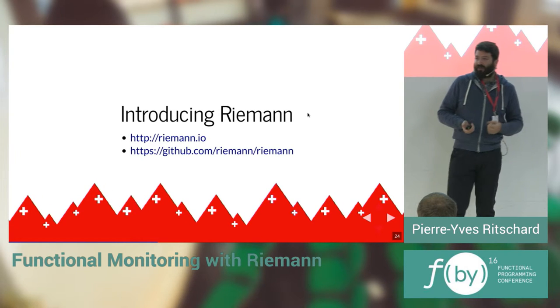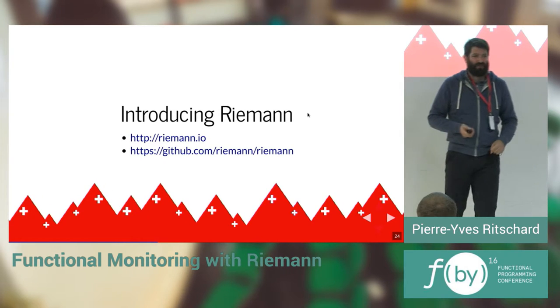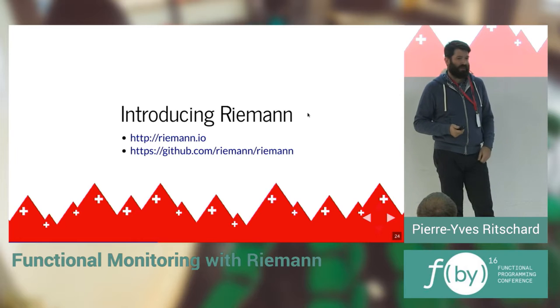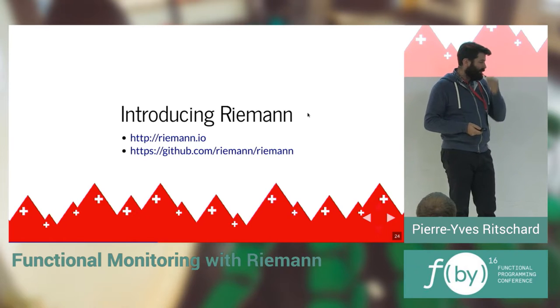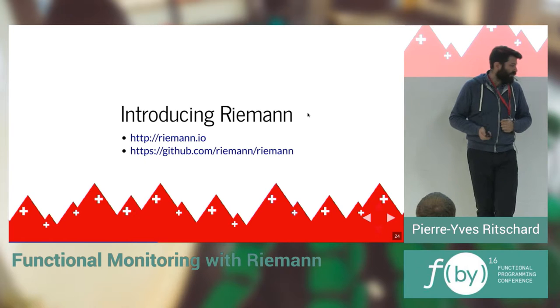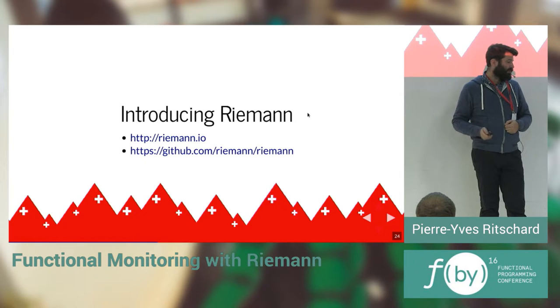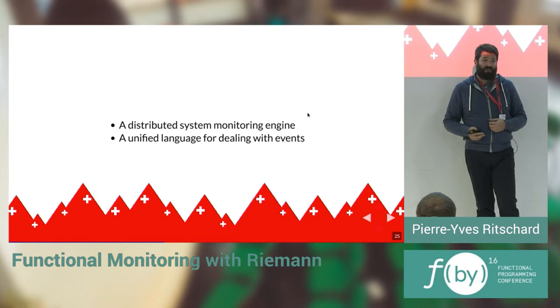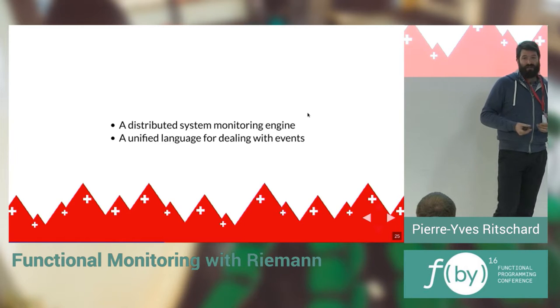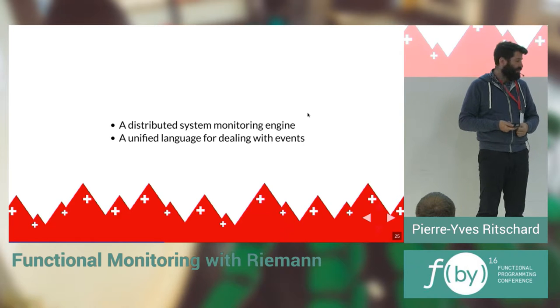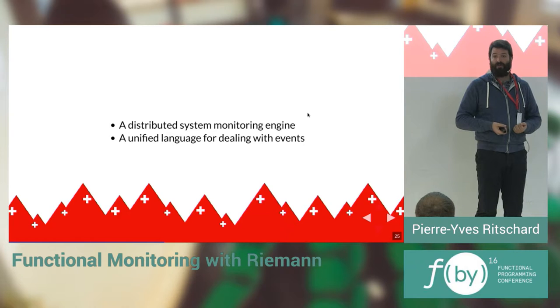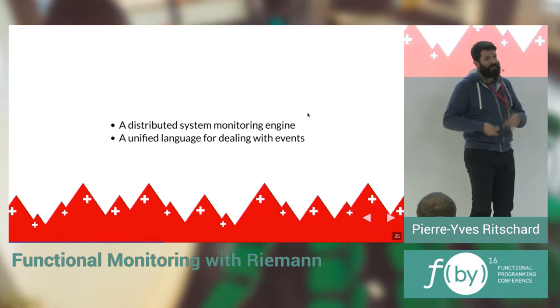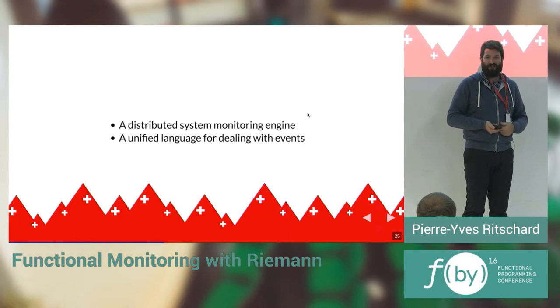And basically, that's what Riemann promised to do back at the time, even though it was in its infancy. Riemann can be found at that website now, and this GitHub project. It's a distributed system monitoring engine. It was built specifically for this task, and it provides you with a unified language for dealing with events, right? It's now one of the successful Clojure projects.